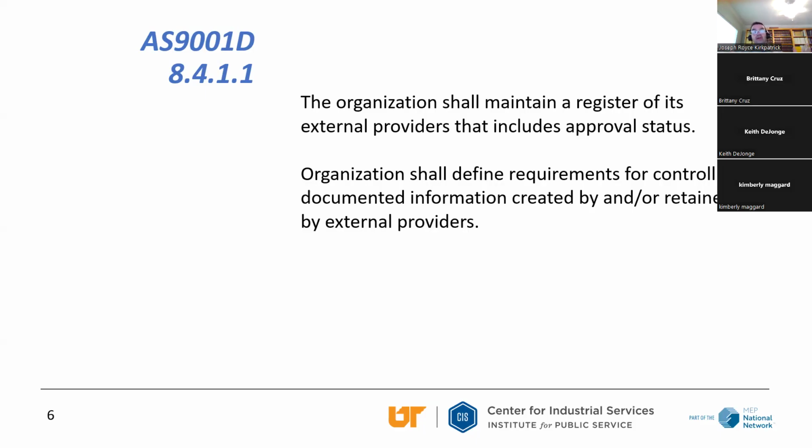The organization shall define the requirements for controlling records or documented information created by or retained by the external provider. So that supplier of yours or that external provider, we need to make sure they're controlling the records associated with whatever they're doing, be it receiving inspection or external inspection or the certs that they're providing. They need to control those.